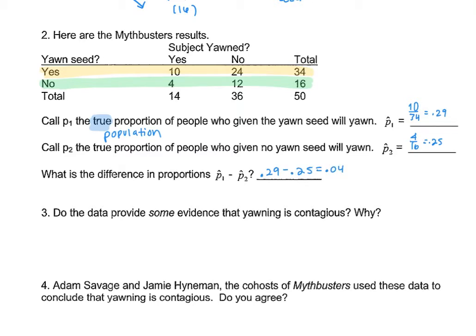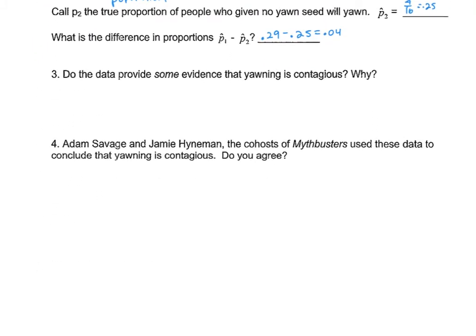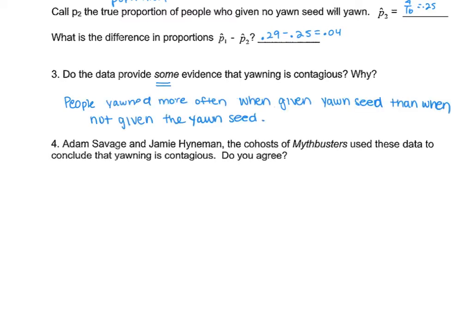So just by looking at this one sample, we might think that, oh yeah, there is a difference in yawning, whether or not you see someone yawn or you don't see someone yawn. So the next question then is, do the data provide some evidence that yawning is contagious? So people yawned more often than not when they were given the yawn seed in this sample. But we're good statistics students, and we know that just because one sample says it's true, that doesn't mean it's true for the whole population. And the reason for that is variability due to random sampling.